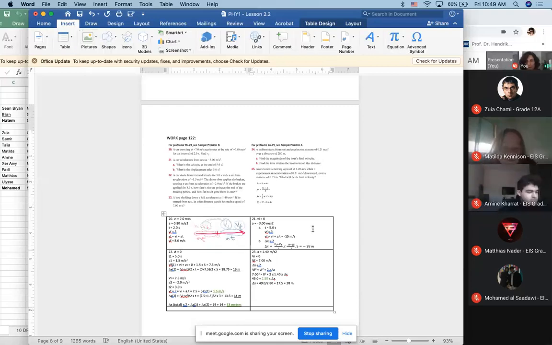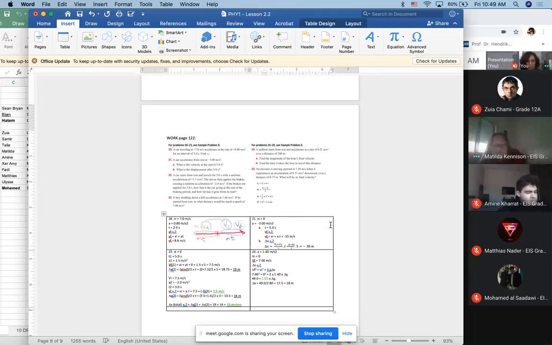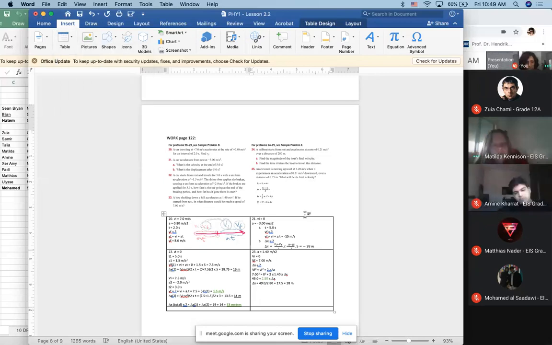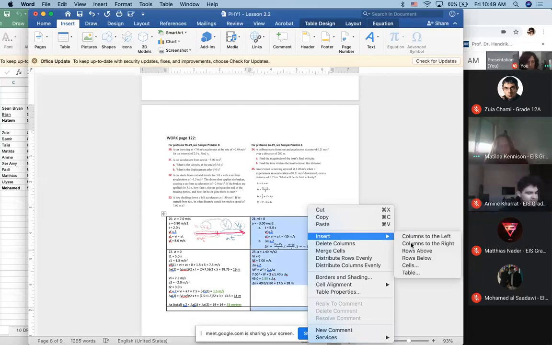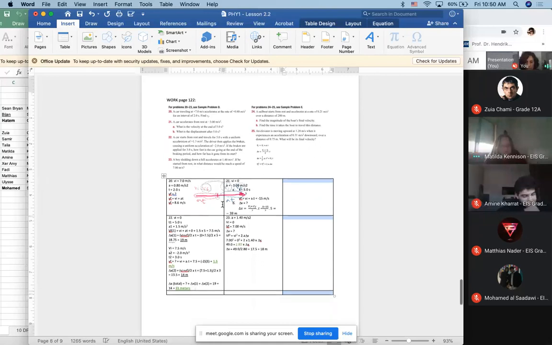No, do this. Insert. Table. Did you call me to do 24? What did you say? Did you call me to do 24? Not yet. Oh, I thought I heard my name. I need to insert column to the right and probably make this a bit bigger.